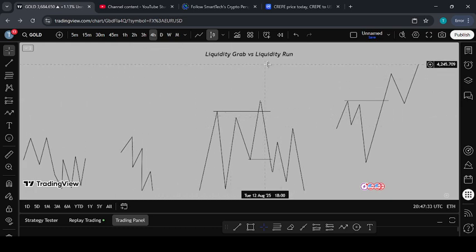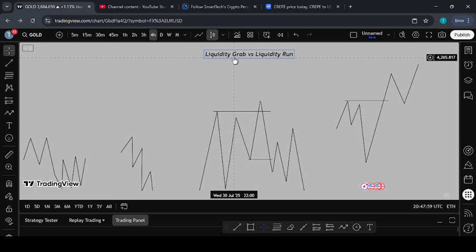But to identify what happened, is it a liquidity grab or a run? So a liquidity grab, as I've explained, is a liquidity sweep that reverses, when the market makes a liquidity sweep above a particular high or low and reverses instantly. While a run is also a liquidity sweep, but after price takes out liquidity, it does not reverse, it continues.